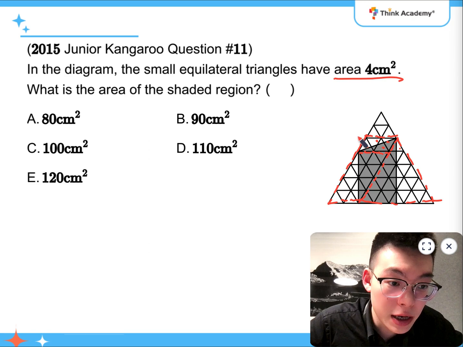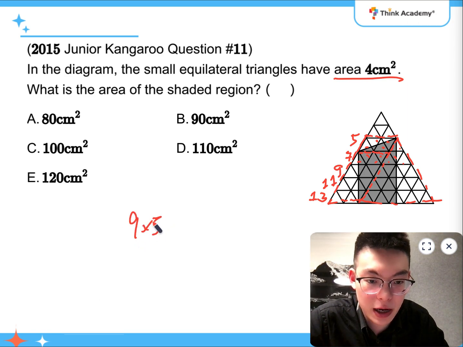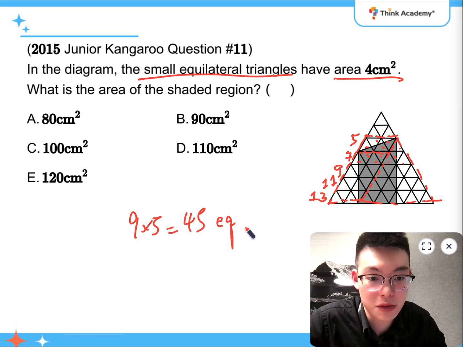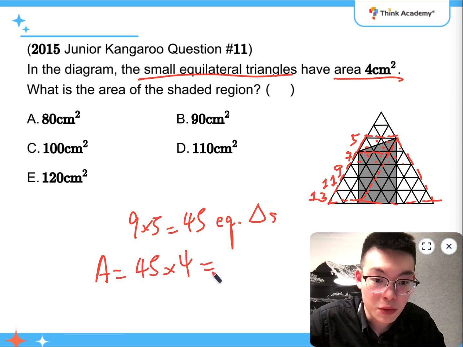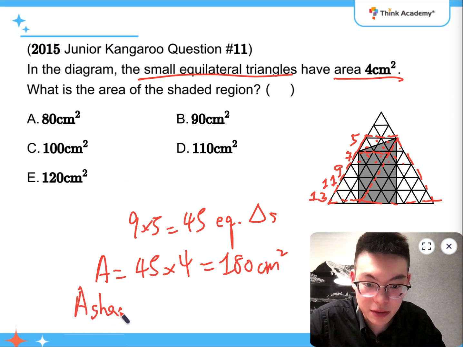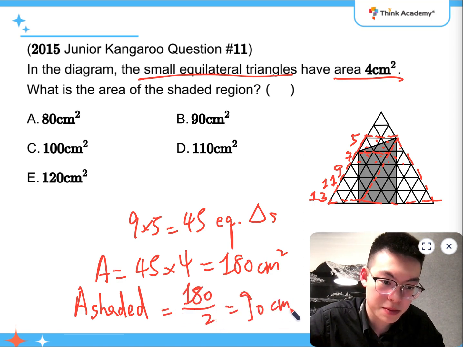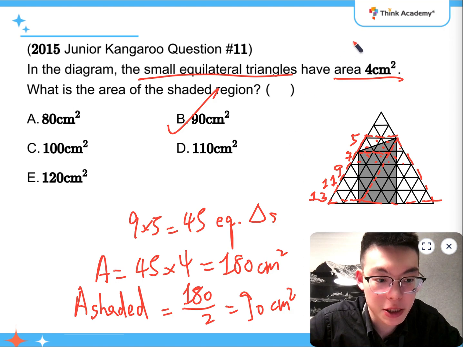So 1, 2, 3, 4, 5. 1, 2, 3, 4, 5, 6, 7. 5, 7, 9, 11, and 13. Which means altogether there will be 9 times 5, which is 45 small equilateral triangles. And the area is equal to 45 times 4, which is equal to 180 centimeters squared. So the area shaded is half of that, which is 90. All right, so that's going to be 90 centimeters squared.